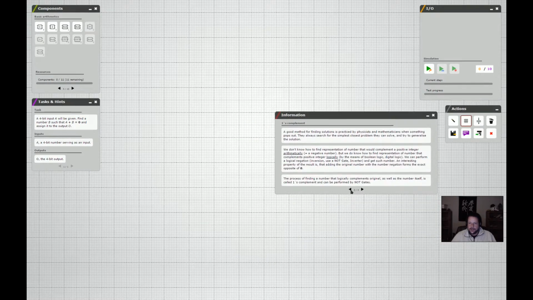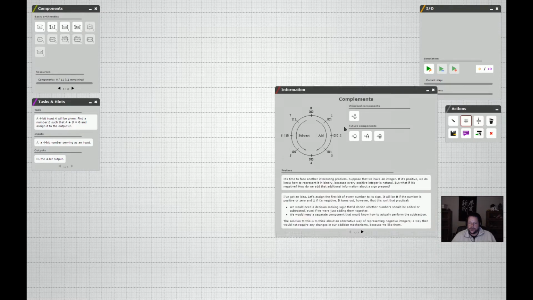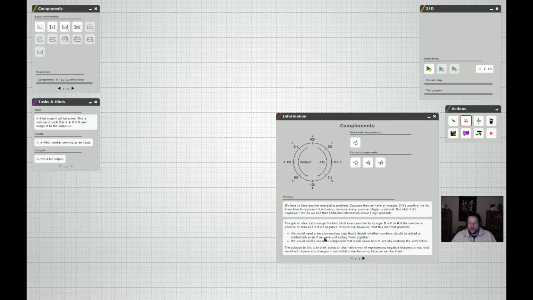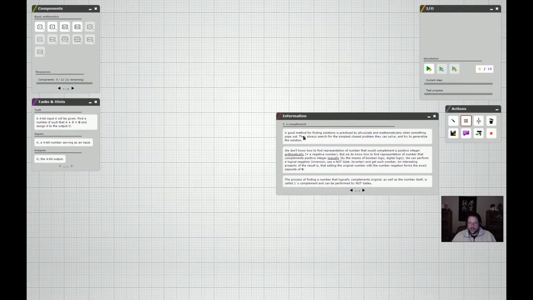So the little description here goes through a discussion about subtraction in binary, and it suggests, okay, well, how would we represent a negative number in binary? And one of the ideas is, what if we just made one of the bits represent the sign? So 0 would be positive, 1 would be negative, but through various reasons that isn't practical.